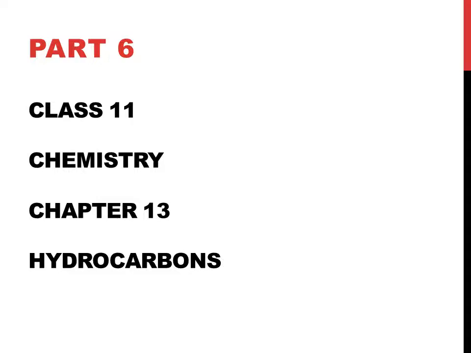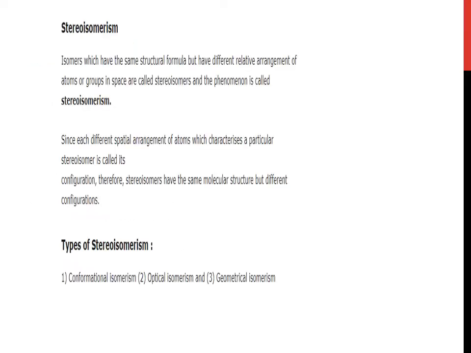Hello students, let us start with the sixth part of chapter 13. Stereoisomerism. You have studied a little bit in the last video about stereoisomerism. Here we are studying stereoisomerism for a particular example of ethane, which is given in NCERT, especially a single example.